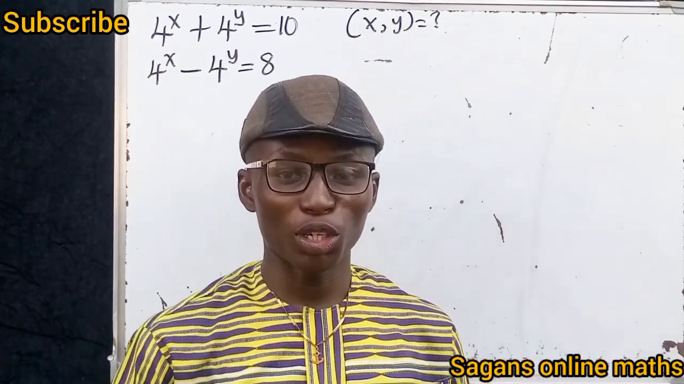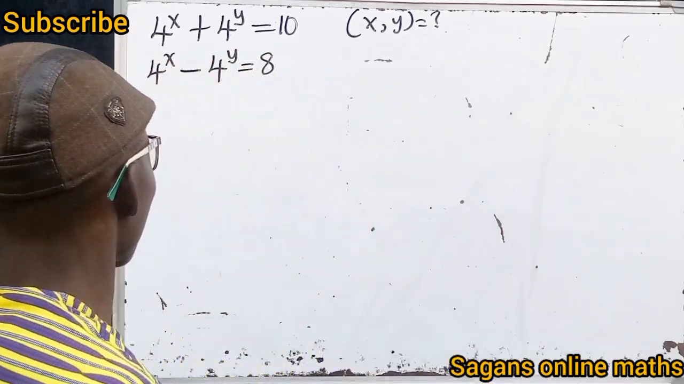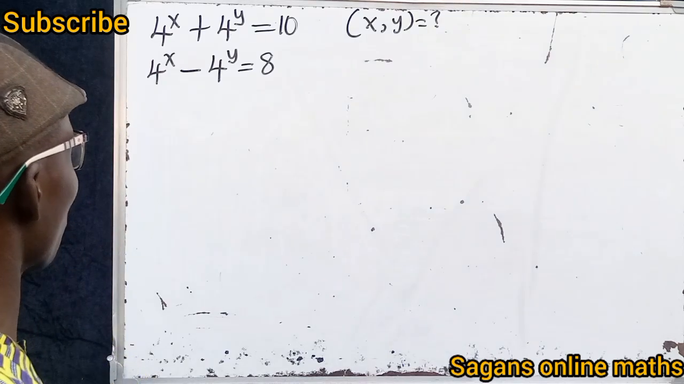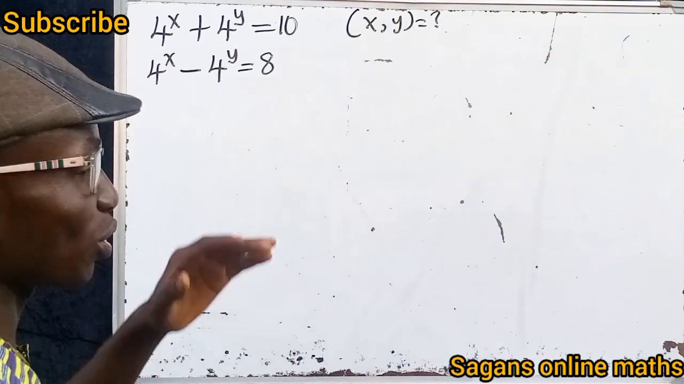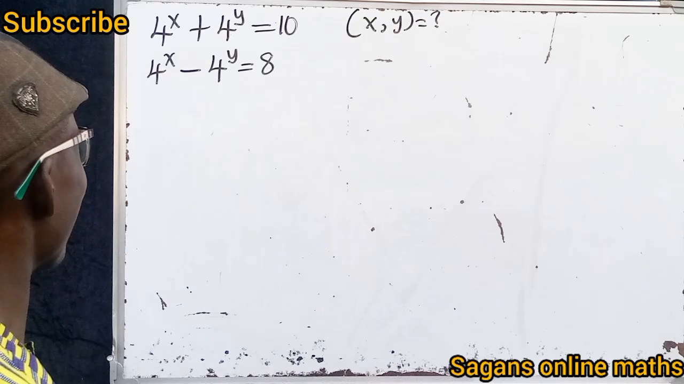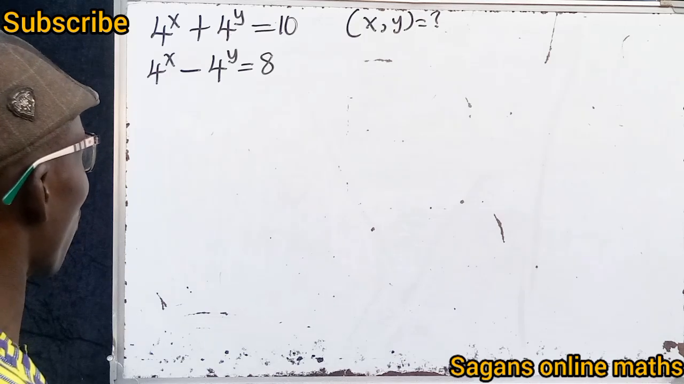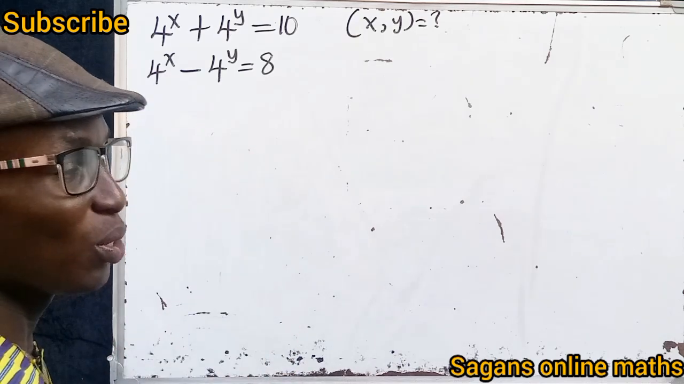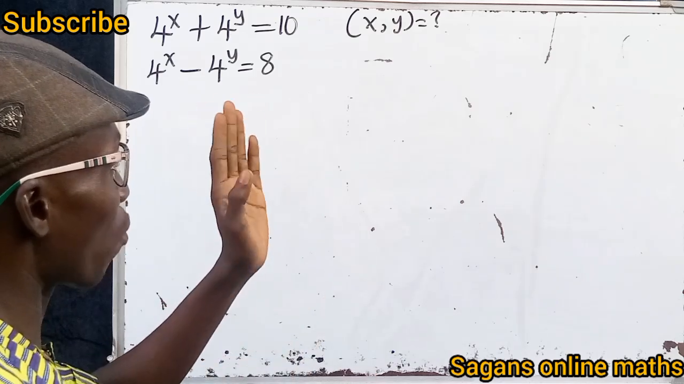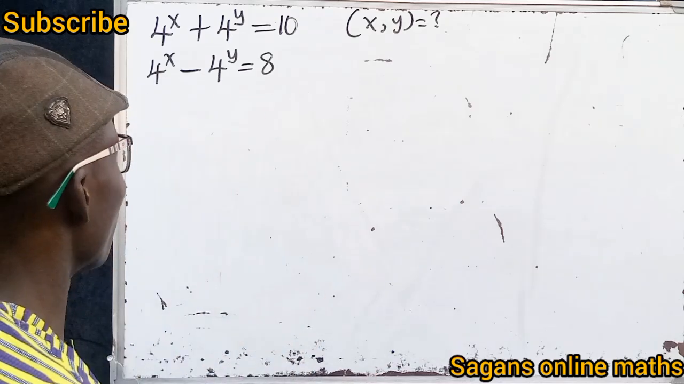Let's solve this simple question on the board. Now look at what we are given. We have 4 raised to the power of x plus 4 raised to the power of y is equal to 10. We can call it equation 1. And again, 4 raised to the power of x minus 4 raised to the power of y is equal to 8. We can call it equation 2. Now we are asked to find the value of x and y. Wow, this is interesting.